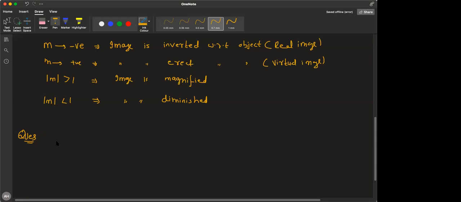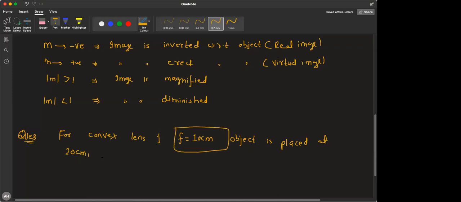Okay, let's do a formula based question first. For a convex lens of focal length, let's keep it 10 centimeter. Object is placed at, let's say, 20 centimeter. So what type of focal length is this? Is it positive or negative? Positive. It's a convex lens, so focal length will be positive. I need image distance. I need magnification. Then I need height of image.